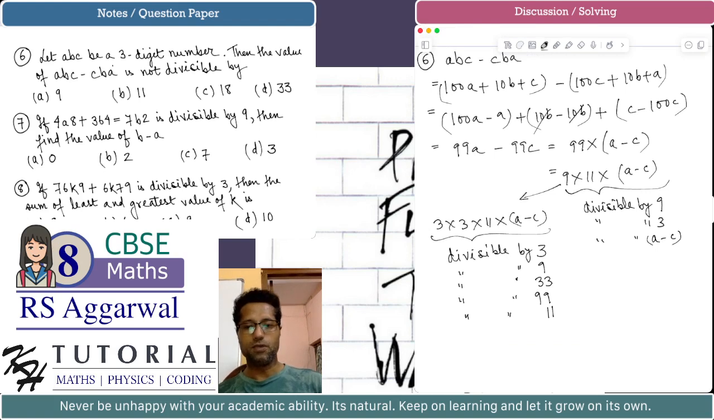So these are the numbers by which the number will be divisible, and we have to select the choice which does not belong to these numbers. So the choices are 9, 11, 18 and 33. So obviously the given number is not divisible by 18. So the correct choice is C.